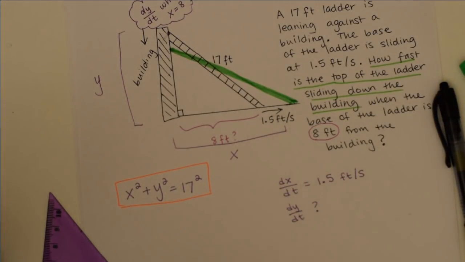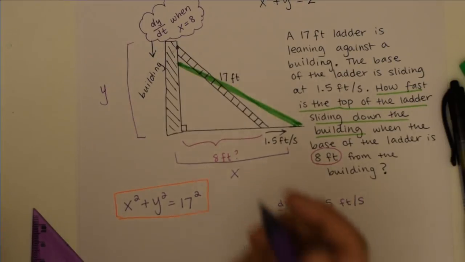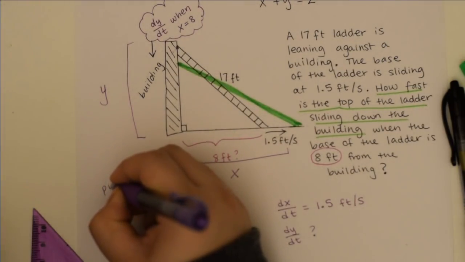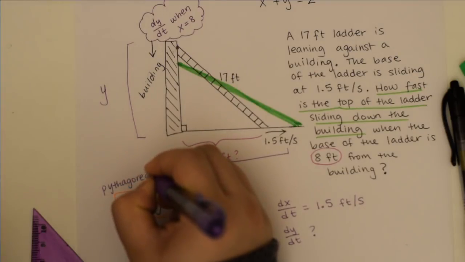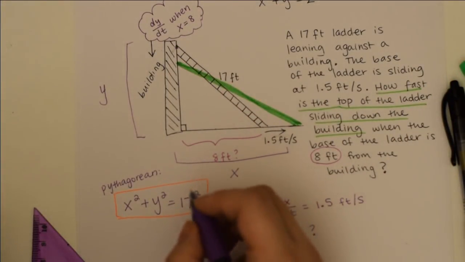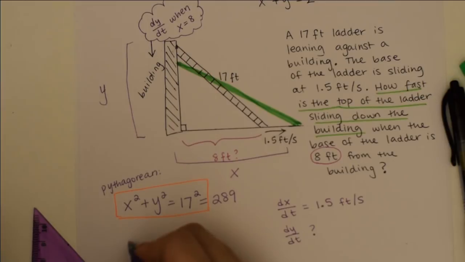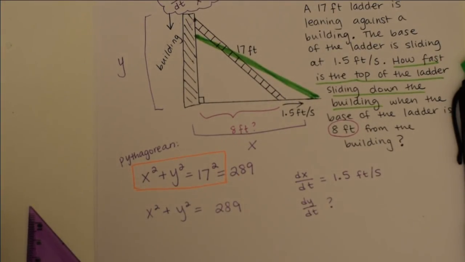Now what we're going to do is take the derivative with respect to t on both sides. This is where it can get kind of tricky. This is from Pythagorean, because you see the right triangle here. I didn't really simplify 17 squared, but that's okay. We don't need to, because the point is that it's a constant. So I'm going to take the derivative on both sides with respect to t. And this is what makes it a rate.